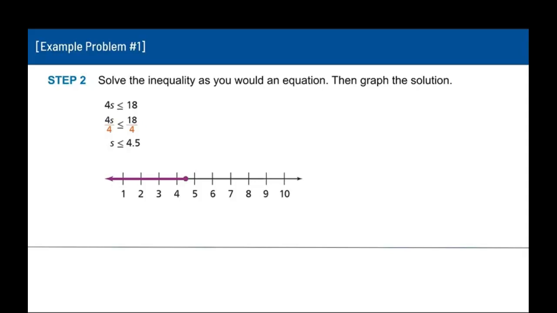One important distinction might be that you wouldn't want your number line to go less than 0 because she can't give less than 0 scoops. So a number line going less than 0 for this problem wouldn't make sense. Thus, Gina can feed her pig up to 4.5 scoops of food.